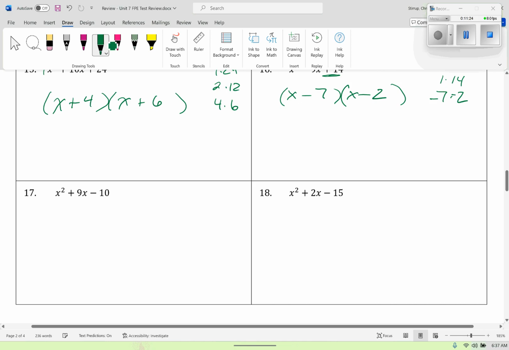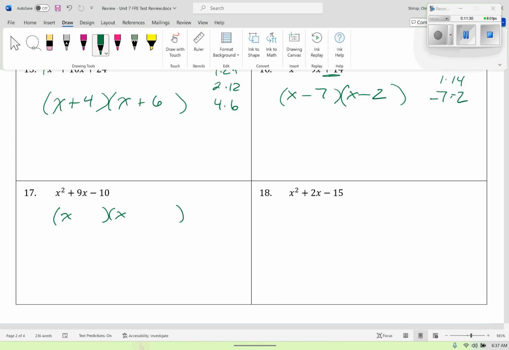Number 17, we could do it our quick way because we have x and x. Okay, notice we have a negative here, so I'm going to have alternating signs, because if I multiply two numbers together and get a negative, one of them has to be negative. Okay, so let's see. If I use 1 and 10, is there some way I could have one being positive, one being negative to add up to 9? The answer is yes. So I'm going to have a positive 10 and a negative 1. So positive 10, negative 1 plugs in, it's factored.